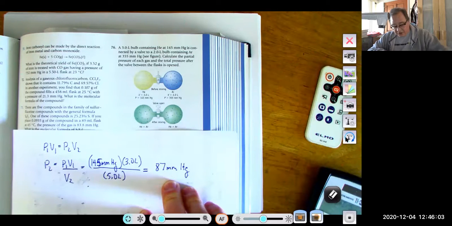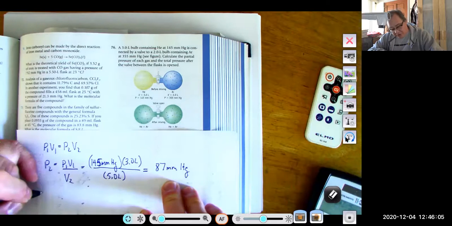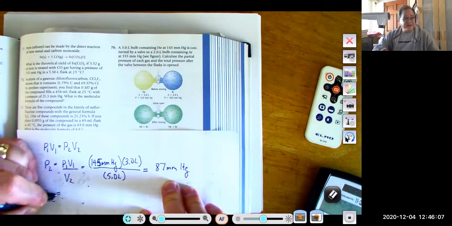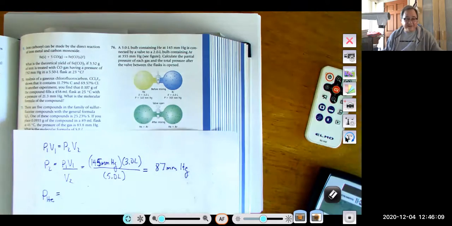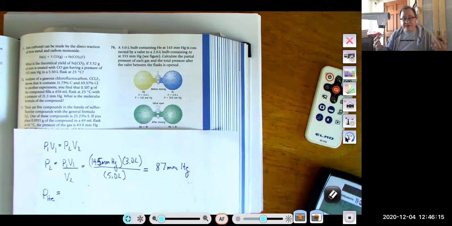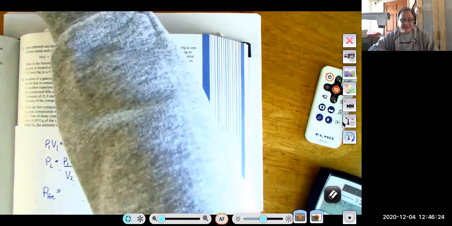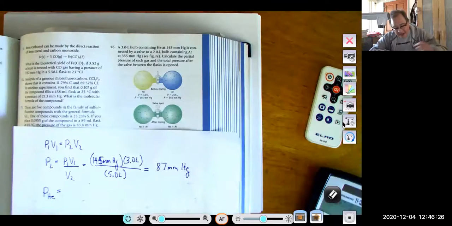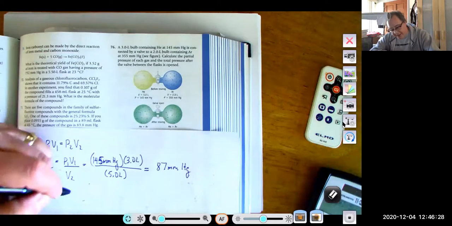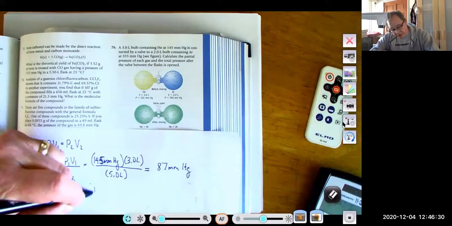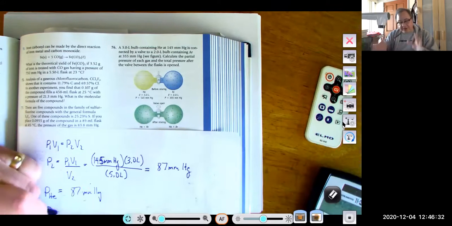Now, turns out this is the partial pressure of helium when they mix. You get to treat each gas as if it's the only gas in the container. And then you say, okay, so if I put them both in the containers, this will be its partial pressure. Pretty tricky, isn't it? Okay, now calculate the partial pressure of argon based on the same principle.